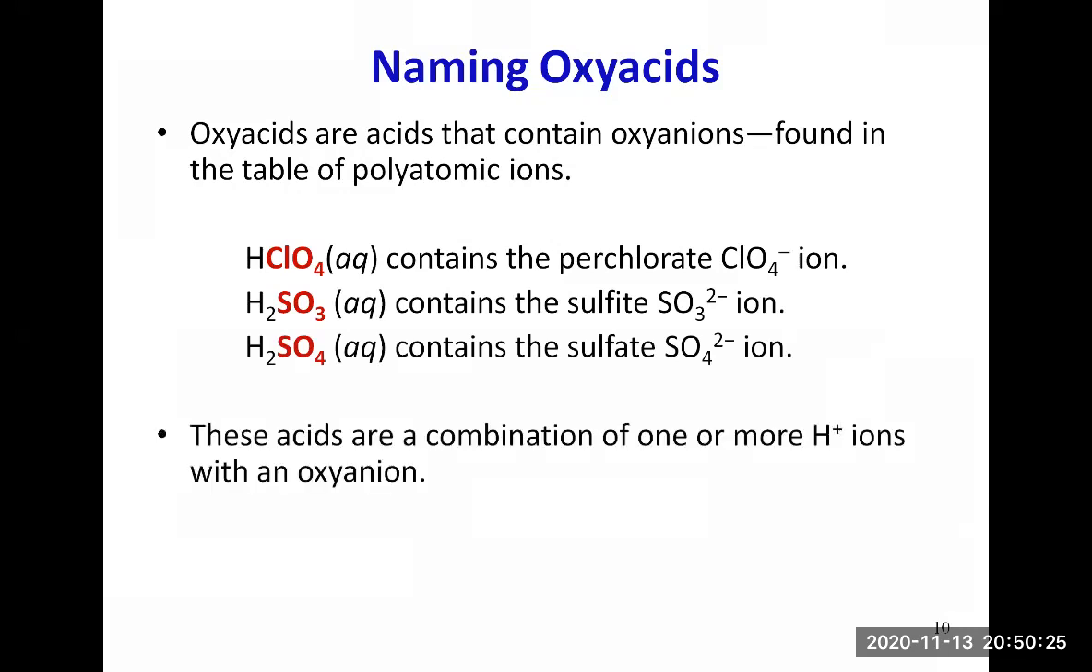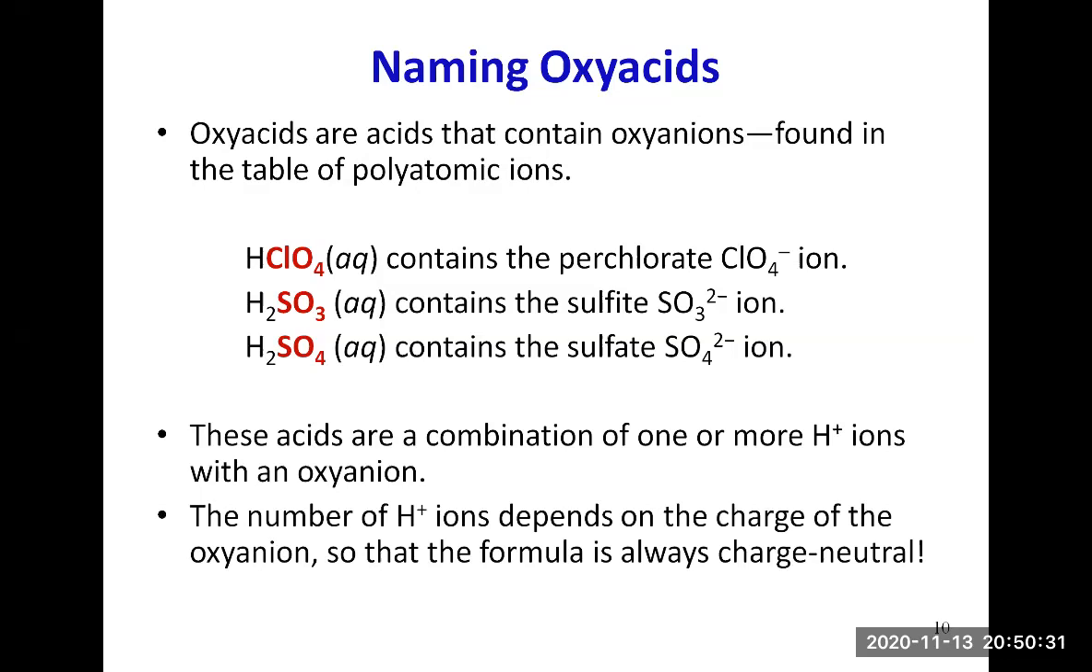So these acids are combinations of one or more H+ ions with an oxyanion. And so the number of H+ ions depends on the charge on the oxyanion, so that the formula is always charge neutral. Notice how the sulfite and sulfate need 2 H+ ions to make a neutral formula. But the perchlorate has only one negative charge, so only one H+ will be enough to make a neutral formula.